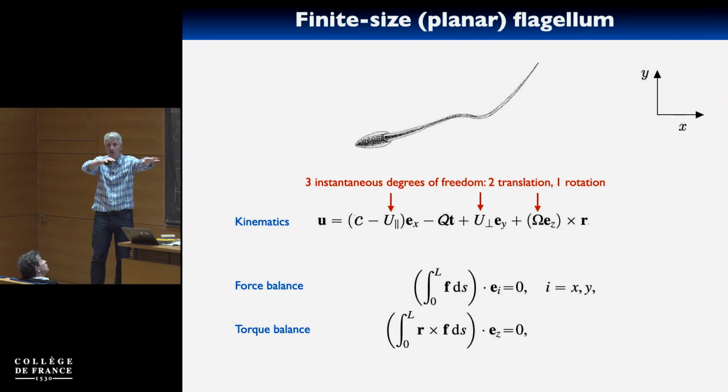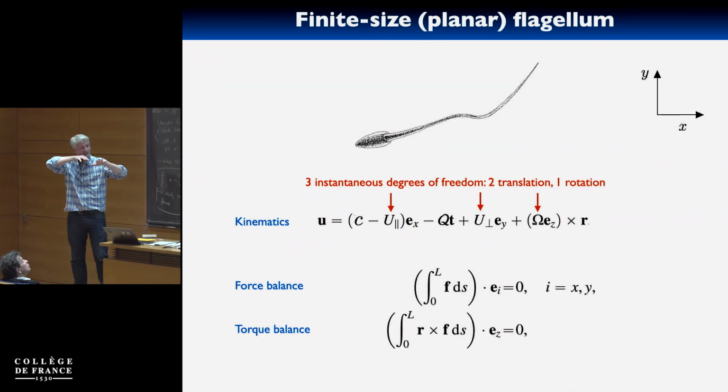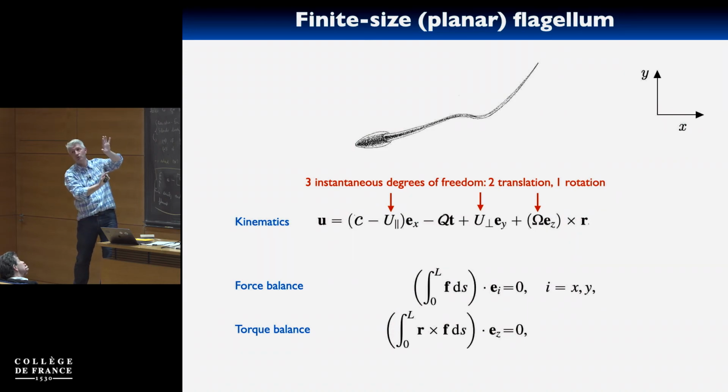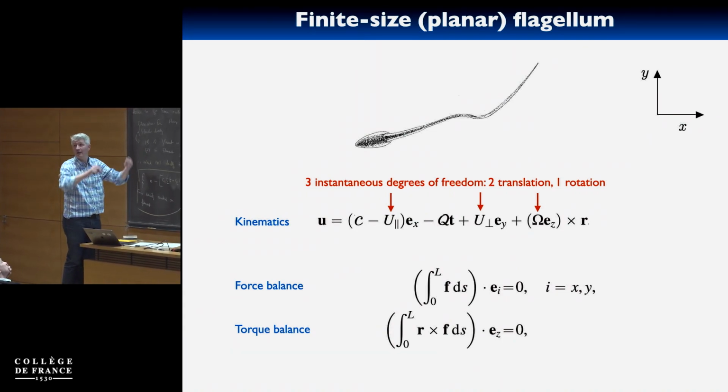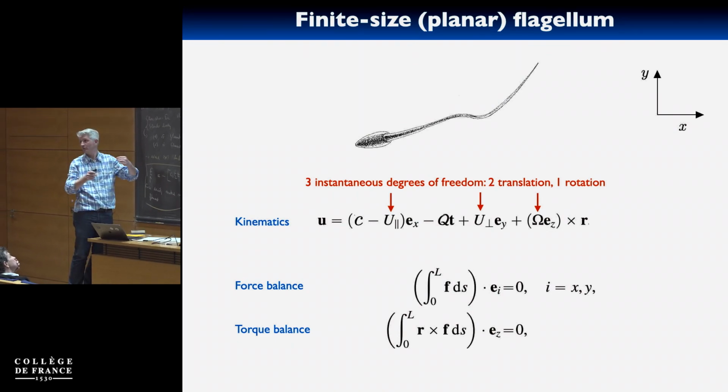My cell could also, in addition to moving along the axis of the wave, move instantaneously in the axis perpendicular, but also could rotate. So I need to add 2 more degrees of freedom: 1 additional degree of freedom in translation, some motion perpendicular to the wave direction, and also a rotation in the 3rd direction. And that's just for a planar wave, by the way. I could also have 3-dimensional waves, and then it becomes even more complicated.